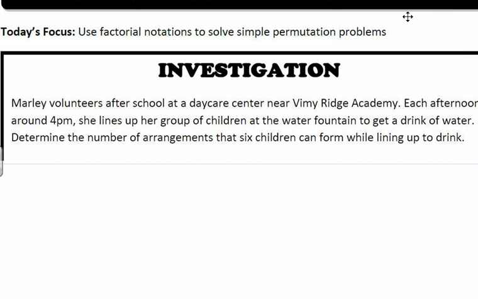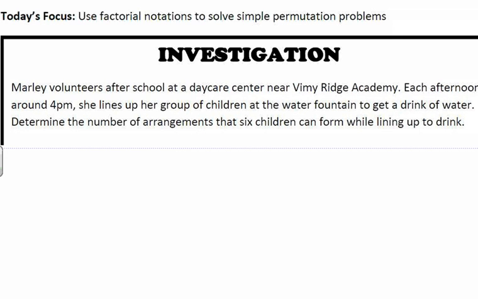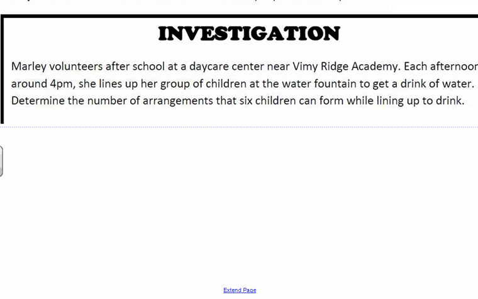Okay, so Marley volunteers after school at a daycare. Each afternoon, around 4 p.m., she lines up her group of children at the water fountain to get a drink of water. Determine the number of arrangements that 6 children can form while lining up to drink. So we know we have six parts in the line. There are 6 sections, 6 positions in the line, right?